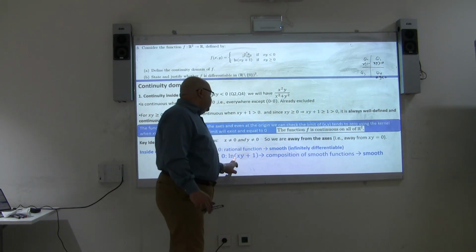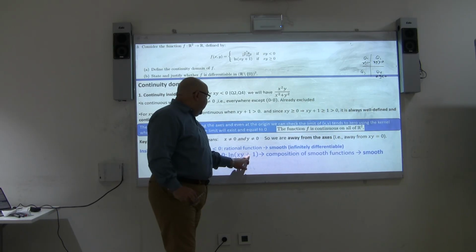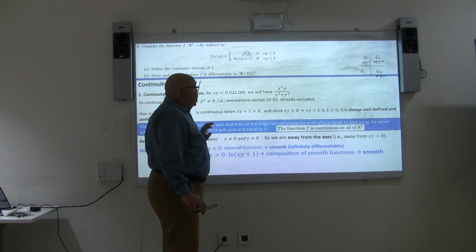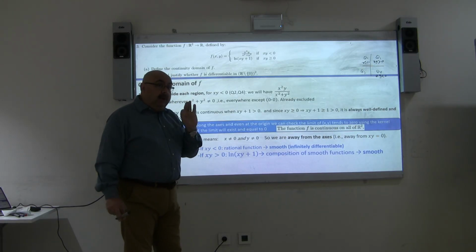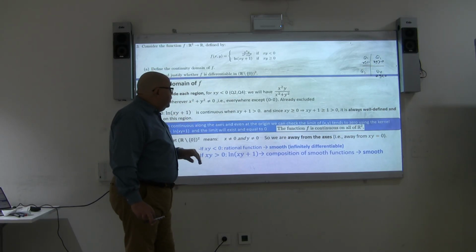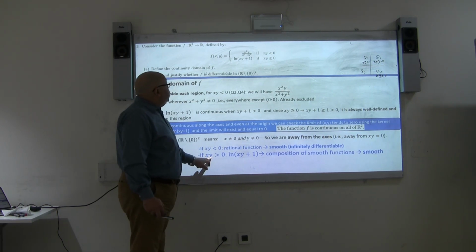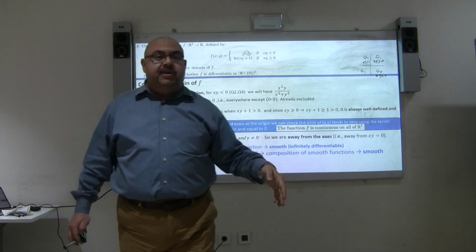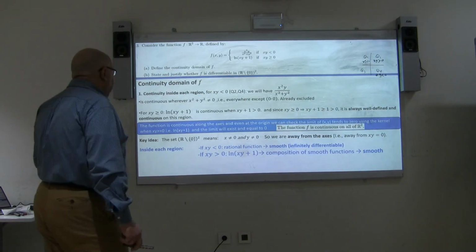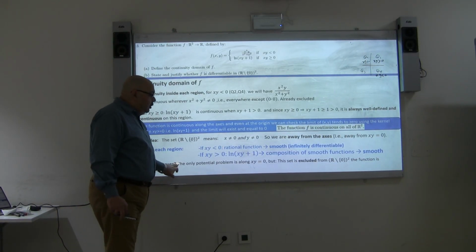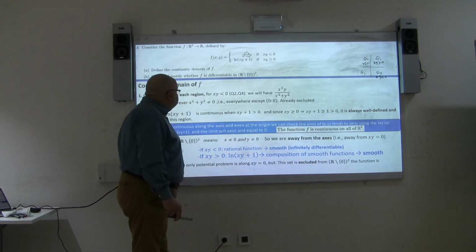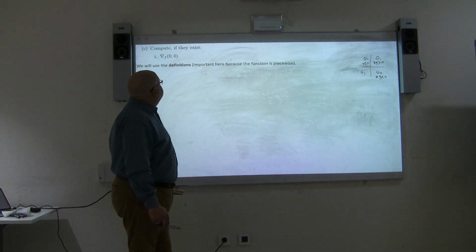Same with ln of xy plus 1, as long as you are away from the origin. So for this piecewise function, it's a C2 function with no problem. The only problem that may happen is at the origin. So the differentiability domain is R2 except the origin for the second derivative, and they can go for more than that. Okay? This is the main issue. So the boundary issue, the only potential problem is that xy equal to 0, but this is excluded from the beginning. The function is differentiable everywhere, so we don't have any problems with this.